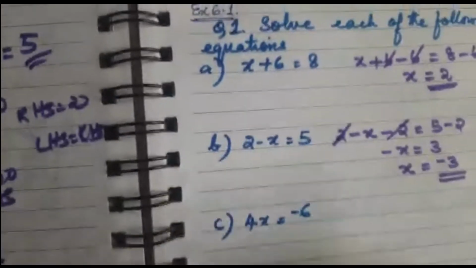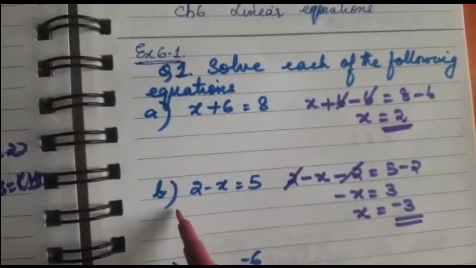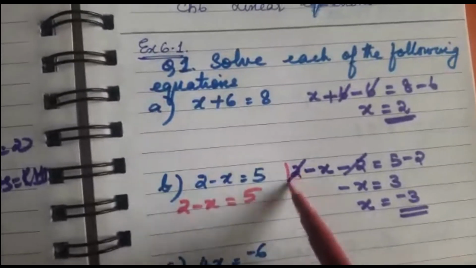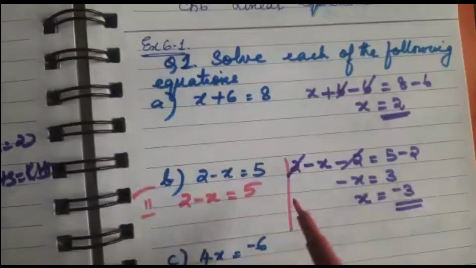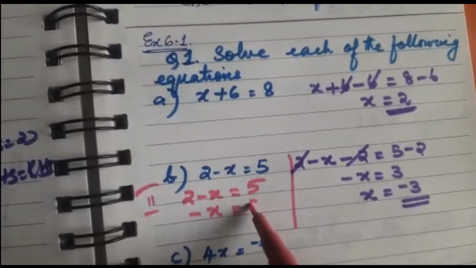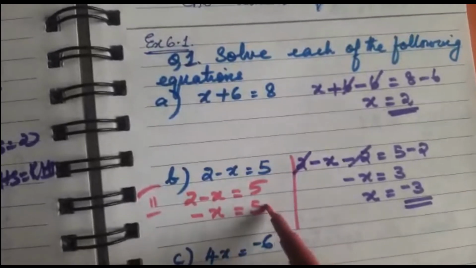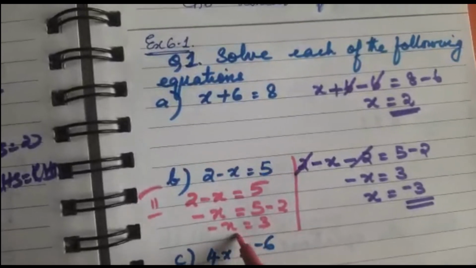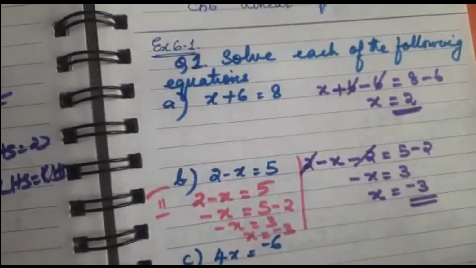Okay, it can be done in another way also, like transposition. So 2 minus x is equal to 5. This can be done in the second method, that is number to one side and variable to the other side. So I am keeping the variable here, minus x is equal to 5, and this 2, as it changes side, plus 2 will change to minus 2. So it is minus x is equal to 3, or x is equal to minus 3. So either method you can use.